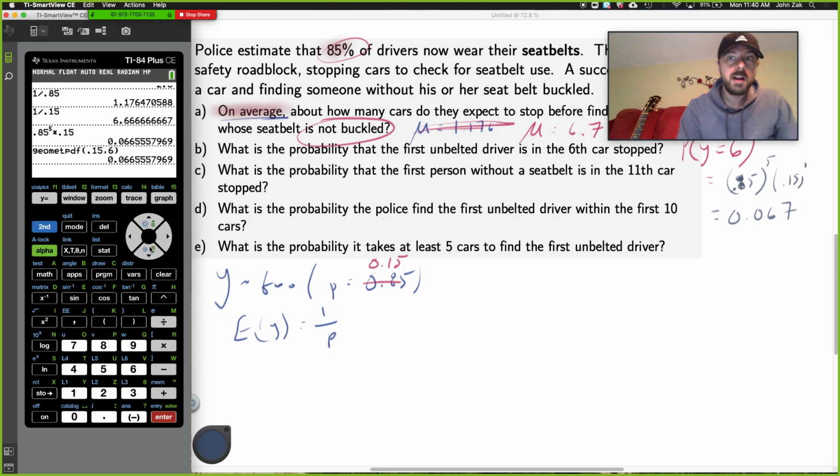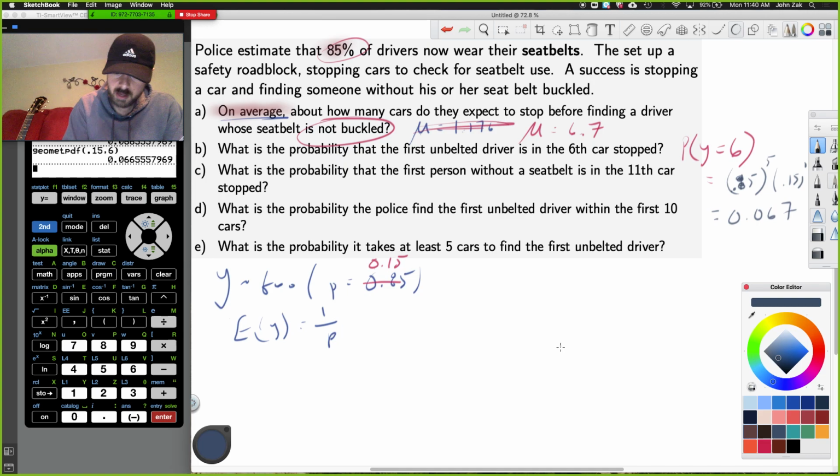So know that these PDFs and CDFs exist. I just want to throw that out there because it'll come in handy in some other examples. So, all right, let's just do another question. In part C, what's the probability that the first person without a seatbelt is the 11th car stopped? Oh, well, how nice. This is just the probability that Y equals 11.